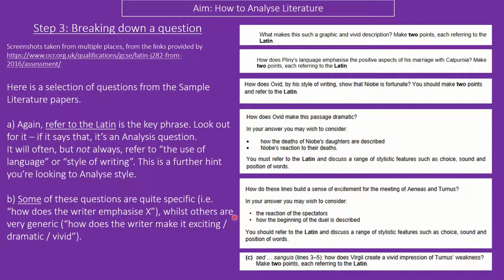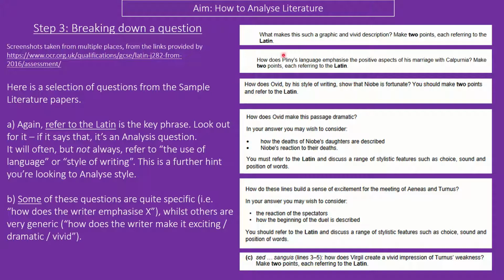Next step is, what do you actually need to write for one? How do you break down the question? So here is, again, from the same place, all the sample literature questions. Here are a load of questions. First thing, refer to the Latin. Referring to the Latin, refer to the Latin, must refer to the Latin, you should refer to the Latin. Each refer to the Latin means give a quote, translate the damn thing. It's an analysis question, do so.